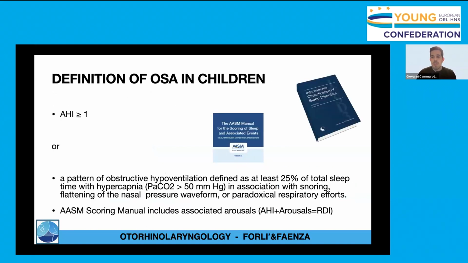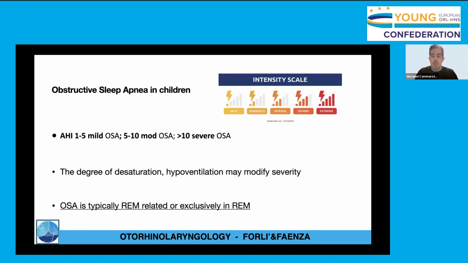And first thing first, we have to see artificial intelligence where it is moving, what is the territory, the background. And as you know, the definition of OSA in children is different from adults. We just need one event per hour to say that the patient has got a sleep apnea or a pattern of obstructive hypoventilation, but I don't want to talk about this. There is the AASM manual that tells you how to diagnose sleep apnea in children. Also, the severity scale is different from adults. The degree of desaturation and hypoventilation may modify severity, and the OSA in children is typically REM-related. In adults, it can be also non-REM-related, as you know.